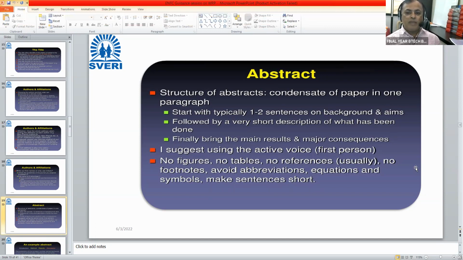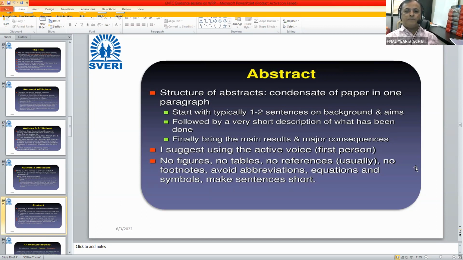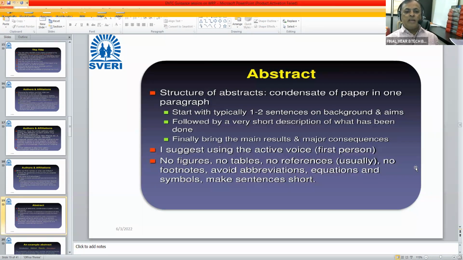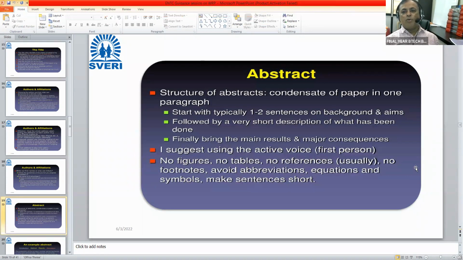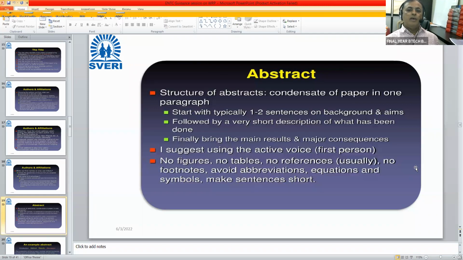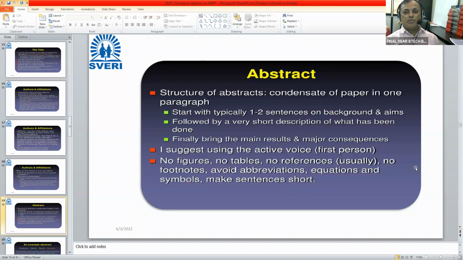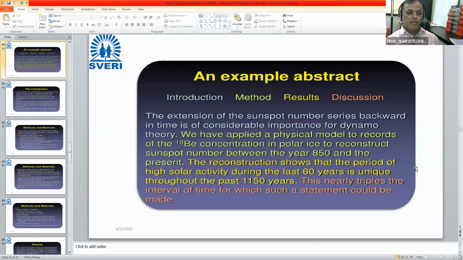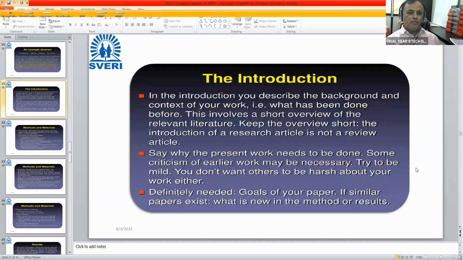So you can divide the abstract like this: one to two sentences on background and aim, then a short description of what has been done, and finally bring the main result and major consequences. So this is how the abstract can be written. A condensate of the paper in one paragraph is nothing but the structure of an abstract. It should be not more than 250 words. This is the punchline. So I'll give you that whole thing.